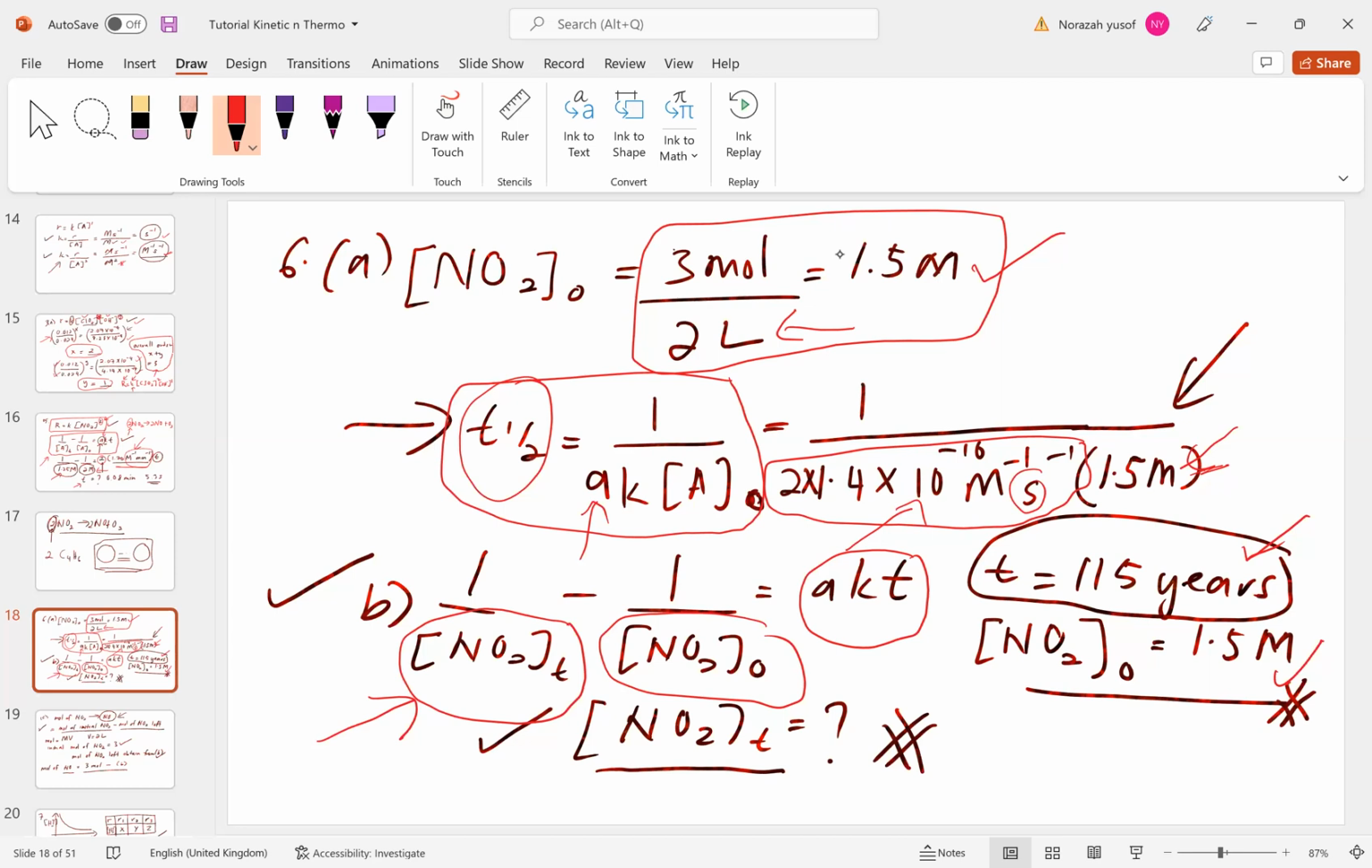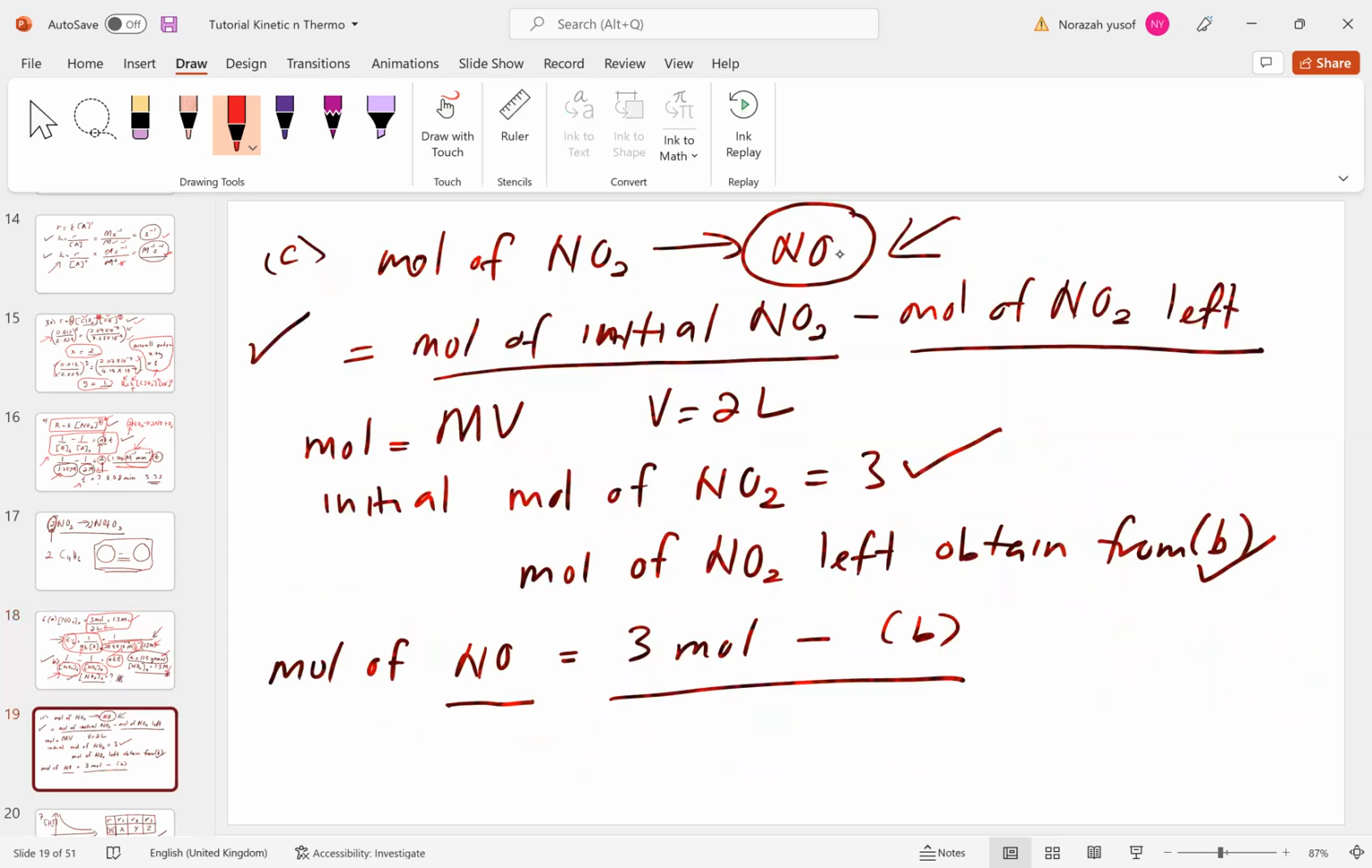What concentration of nitrogen monoxide would have been produced during the same period of time? Ini kena tengok balance equation lah. Okay. Nitrogen monoxide. Okay, kita tengok mole dia sama lah. 2 mole of nitrogen dioxide will produce 2 mole of nitrogen monoxide. So it has 1:1 mole ratio. Okay, it has 1:1 mole ratio. So sama lah. Mole of nitrogen monoxide will represent the mole of nitrogen dioxide.